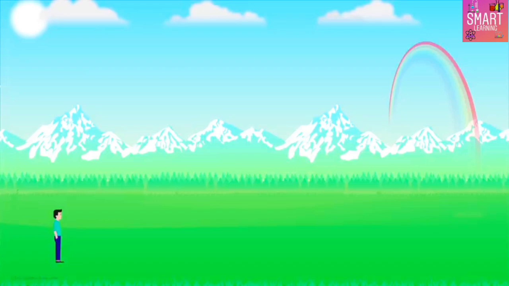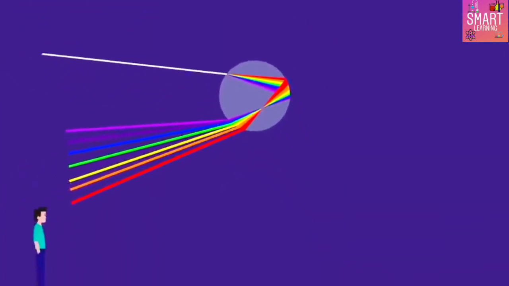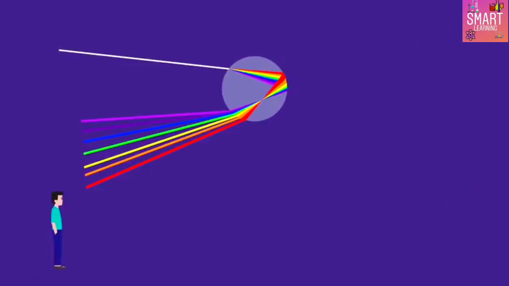But wait a moment. These droplets are refracting the light of all colors. Then why are we able to see only the red color in this region of the rainbow? This is because only the red color from this region reaches our eyes. All the other colors are refracted at such a large angle that they do not reach our eyes on the ground. The same thing happens for the remaining regions of the rainbow as well.